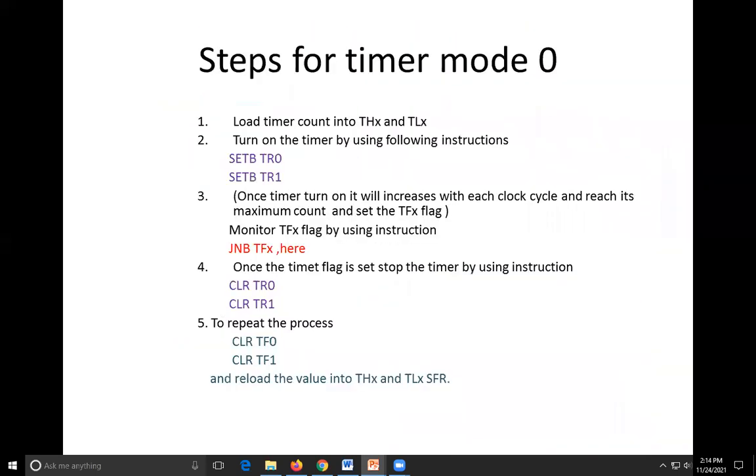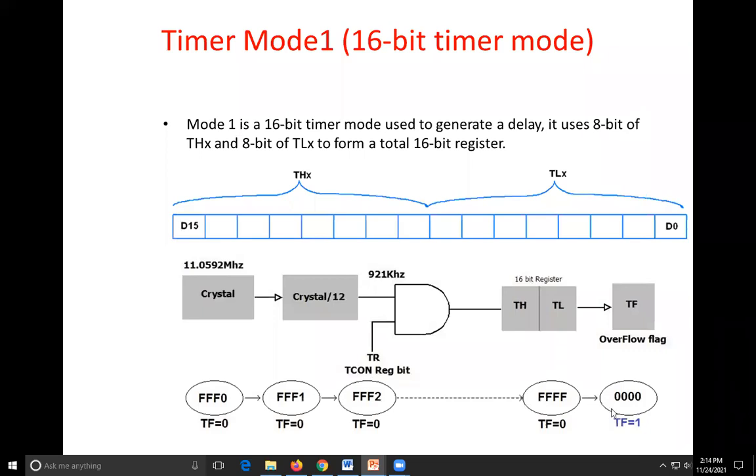So see here, understand this very well. What does counting mean? If your counting starts from 0 0, then it will stop at FF. So TF0, here is TF0. But when TF1, what does it mean?